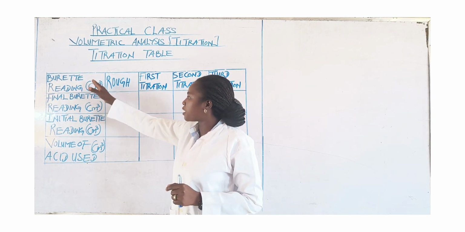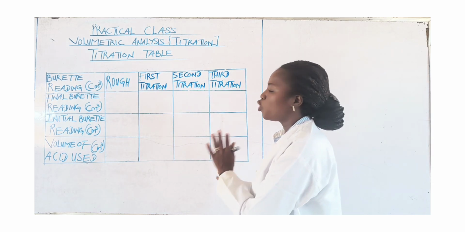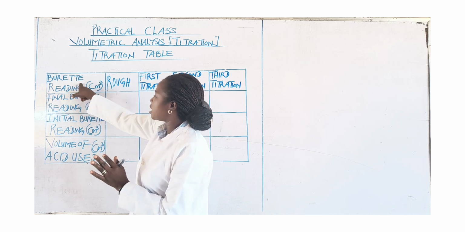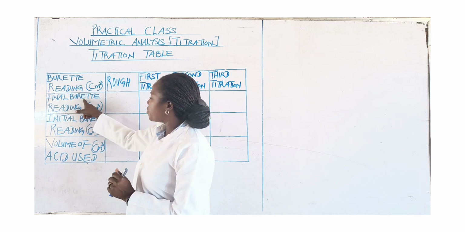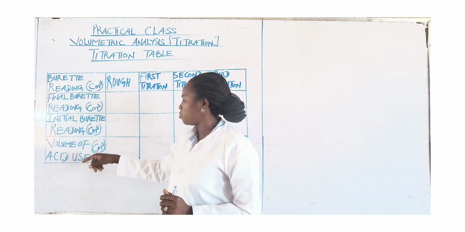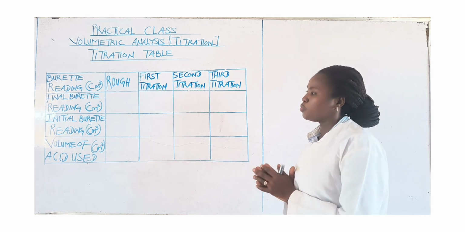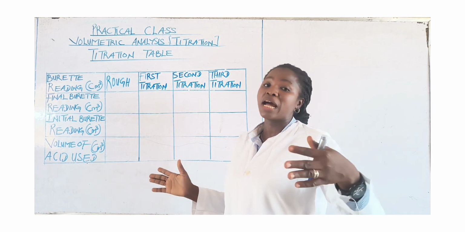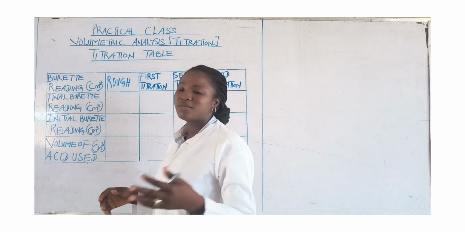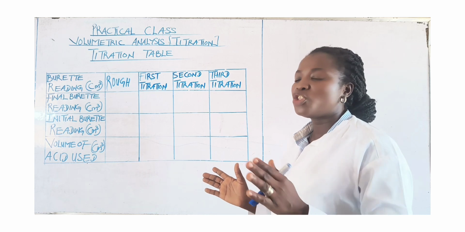After burette reading, please observe this table very well. Don't miss it. Don't put your initial before final. We have the final burette reading in centimeter cube, the initial burette reading in centimeter cube, and the volume of acid used, also in centimeter cube. You can even give it an acronym. You can call it BFIV, so that you don't forget the placement.